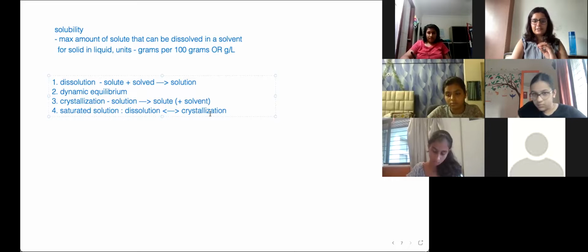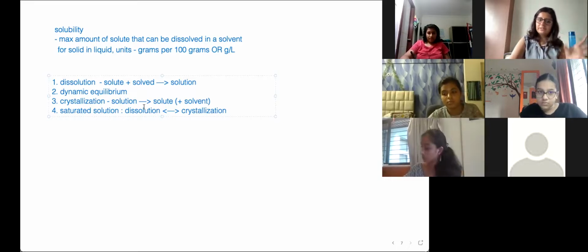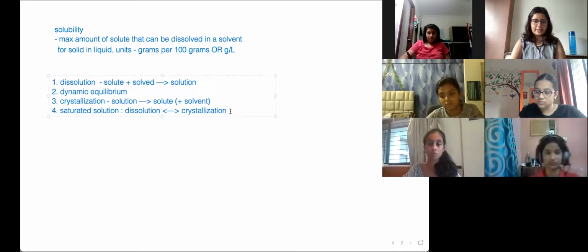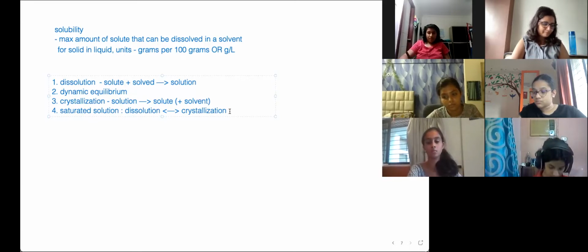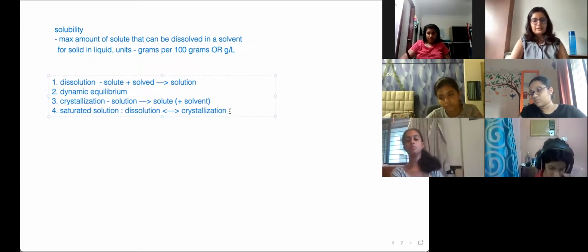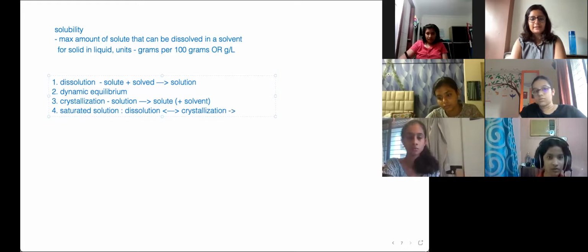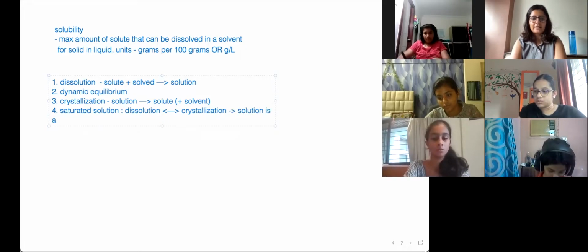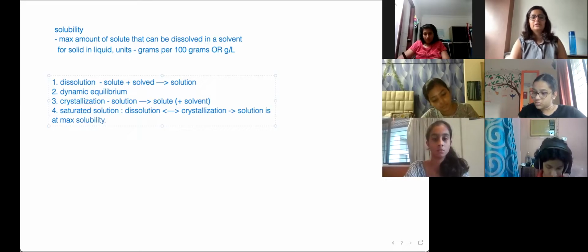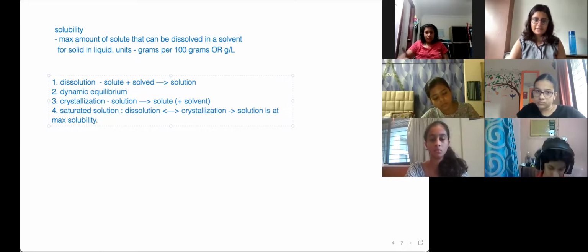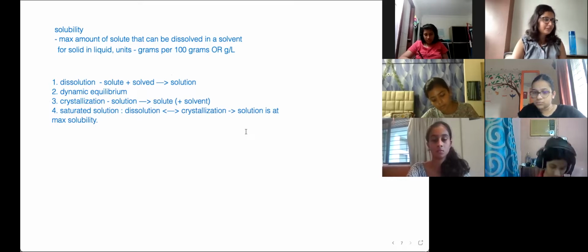So there's an equilibrium established between the solution and crystallization. Yeah. At this point, we say the solution is at max solubility. So what is this quantity of the solute required to get to this level? That is the solubility of that solid. Okay. The maximum.